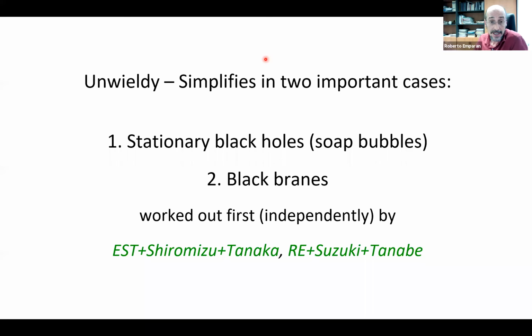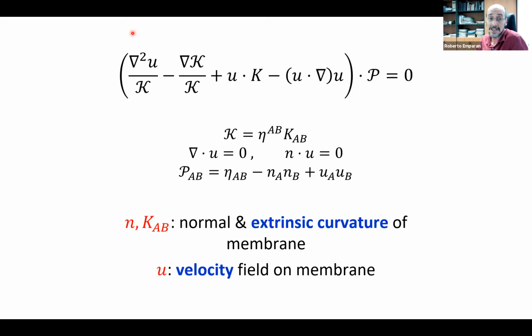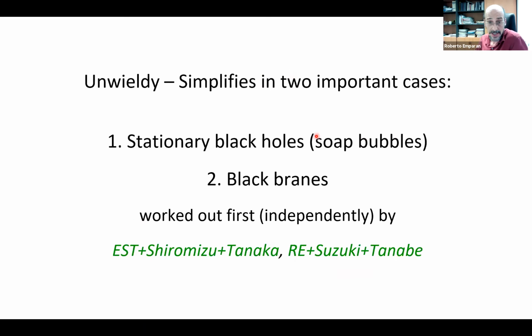So the equations are unwieldy, but they simplify in two important cases. One of them is the one that I mentioned before. They simplify when you consider stationary black holes. In that case, you can very easily verify that this equation simplifies just to the constraint that the extrinsic curvature is constant. So this is what I described before. But then they also simplify in the case where you have a black brane. A black brane, not a spherical black hole, but something that's extended.